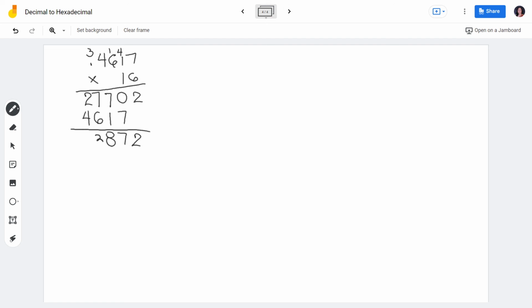7 plus 6 is 13. Carry 1. 1 plus 2 is 3. Plus 4 is we have 7. 1, 2, 3, 4. 1, 2, 3, 4. Set aside 7. And then times 16.